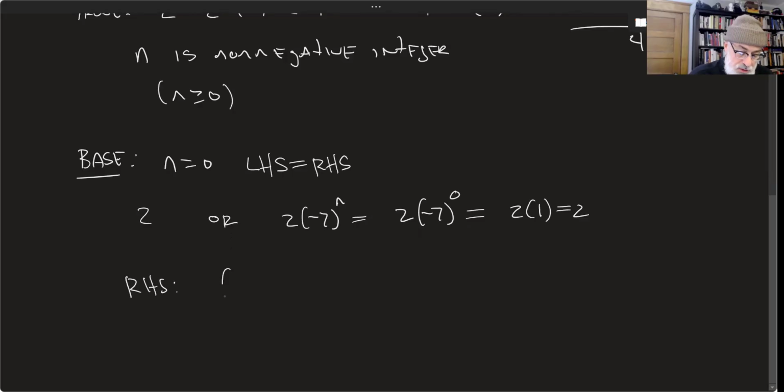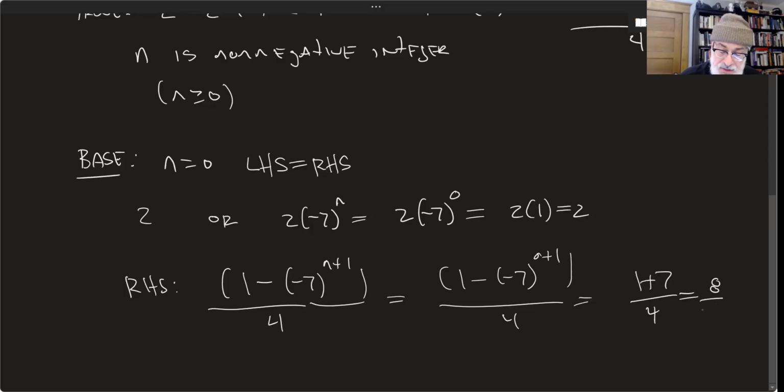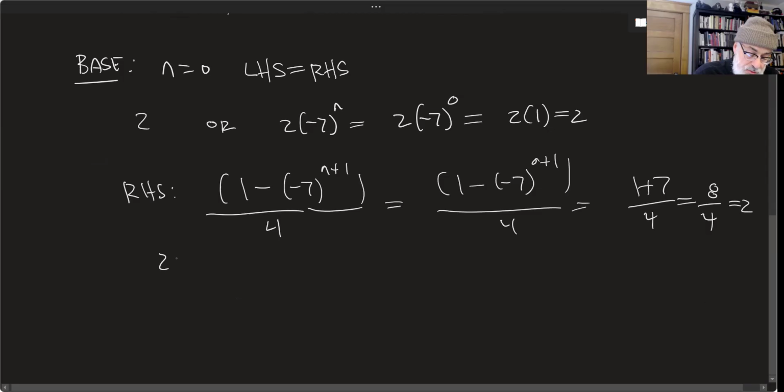Now we're going to look at the right-hand side and see what that equals. So we have 1 minus negative 7 to the n plus 1 divided by 4. So that is going to be 1 minus negative 7 to the 0 plus 1, divided by 4. So negative 7 to the 1 is just negative 7, and then 1 minus negative 7 is 1 plus 7, divided by 4, or 8 divided by 4, which is 2. So the base case holds because 2 equals 2.